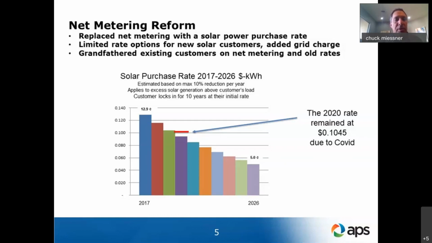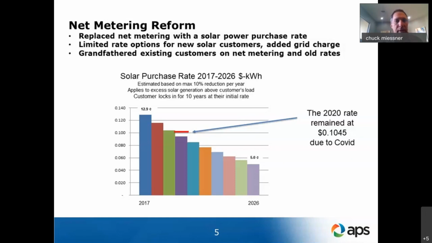It's still a subsidized program. We started out with a pretty sizable above cost purchase rate. The bars you see here are from 2017 to 2026, and they show the cents per kilowatt hour of the solar purchase rate. You can see as we progress down from 2017, we're just a couple of years into it now. But eventually in 2026, we'll be down to about where we should be, at an avoided cost rate of about 5 cents a kilowatt hour. But we started with a subsidized rate so that we wouldn't just completely decimate the solar industry that was thriving in Arizona.